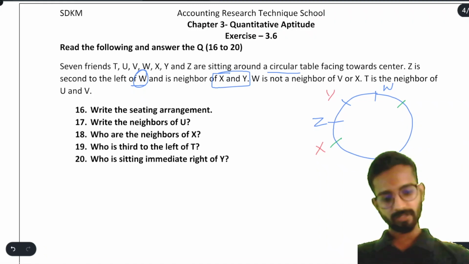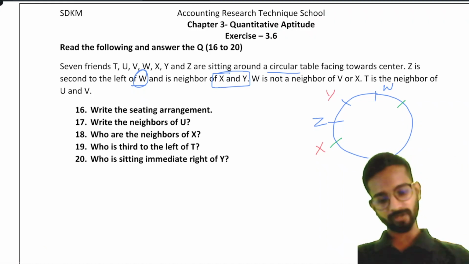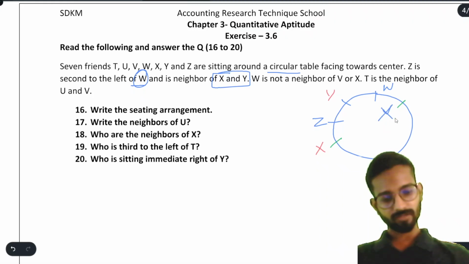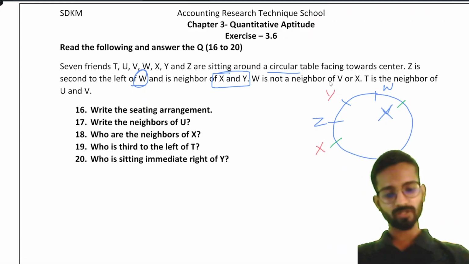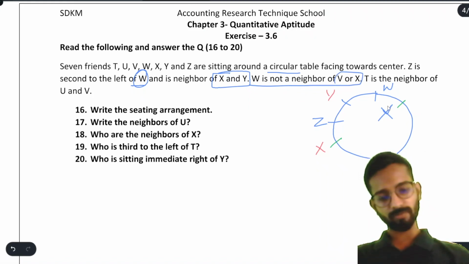So, T is the neighbor of U and V, and we already know that I cannot write V here. V is not possible here because it is already given. W is not a neighbor of V or X. Now only 3 people are left. See, W, X, Y, Z is done. So, T, U, V is left.